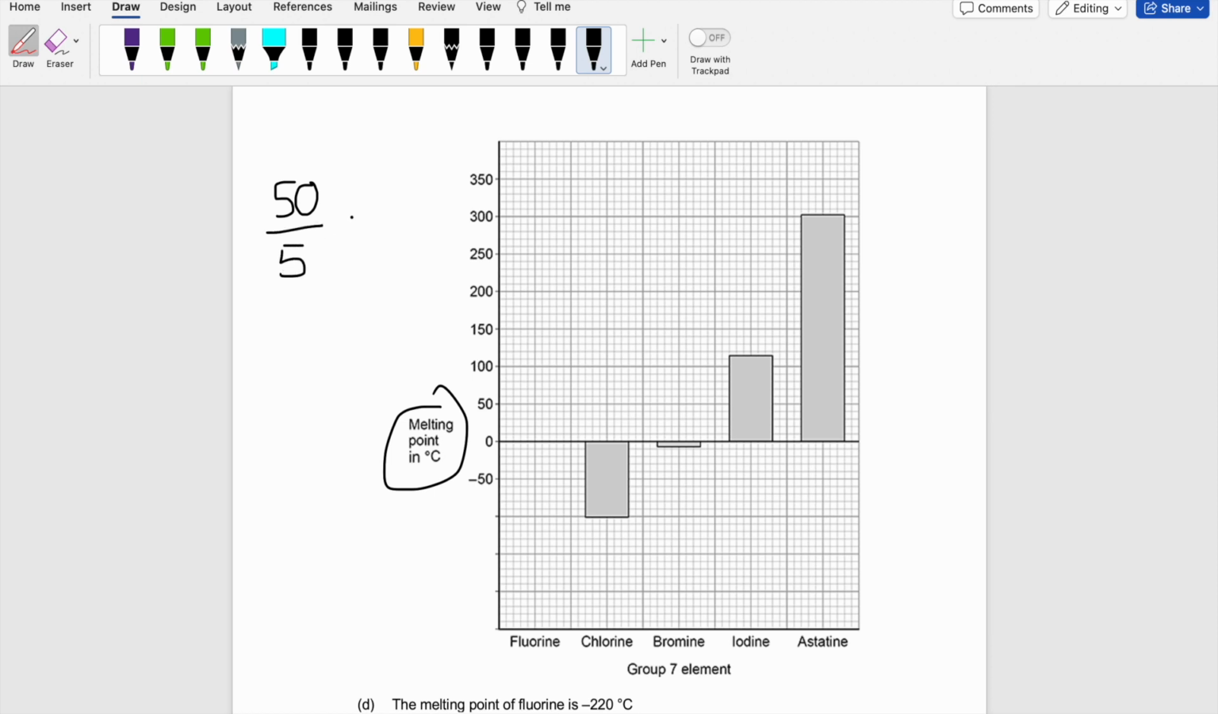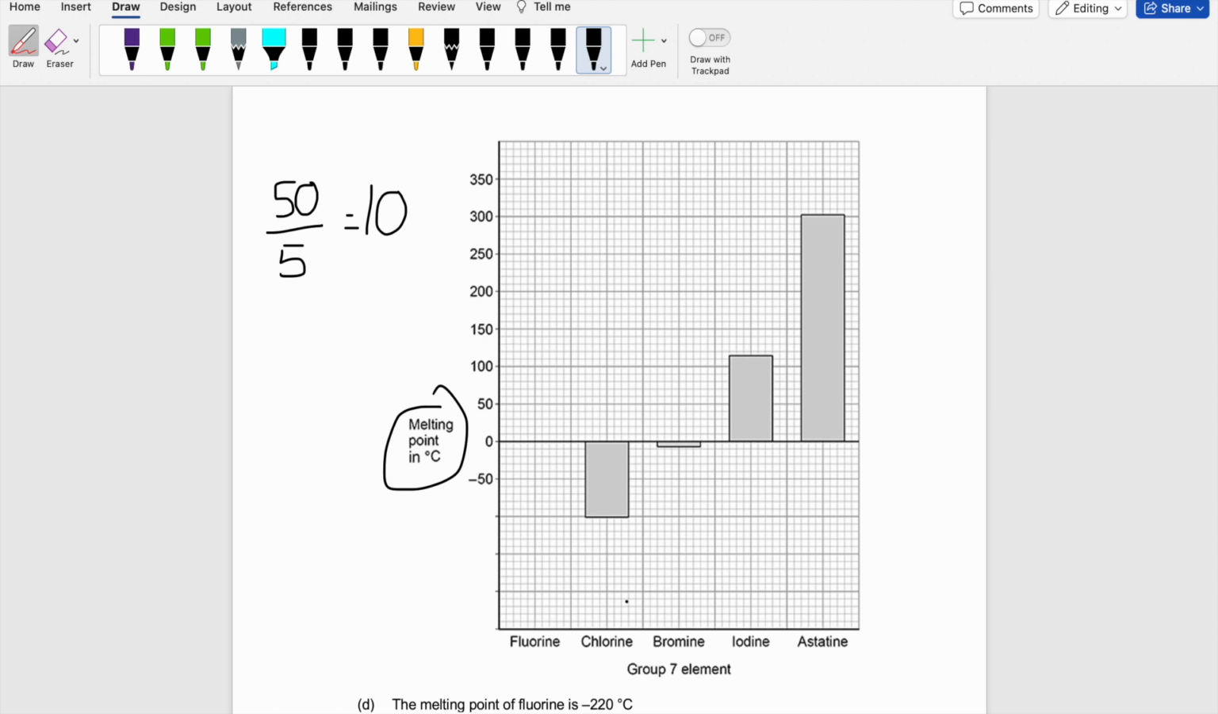So we now know, by doing this calculation here, 50 divided by 5, that each of these little squares here is worth 10 degrees C. Okay, so each of those little squares is worth 10 degrees.